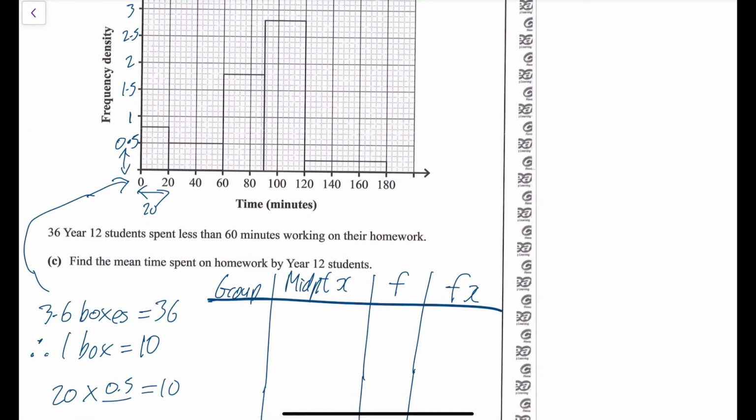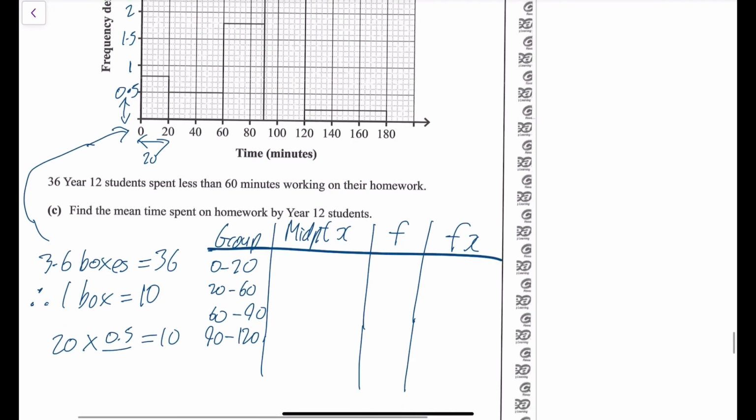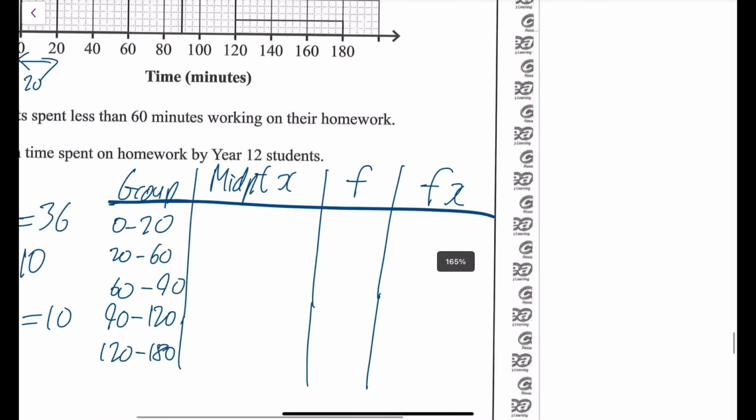You can see we go from 0 to 20. We go from 20 to 60. We go from 60 to 90. We go from 90 to 120. And we go from 120 to 180. Let's get the midpoints done.